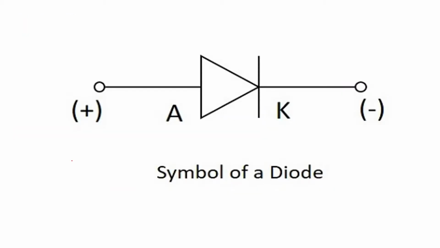Here you can see I've shown the symbol. You can see a big arrow here, and then here is a bar. The terminal which is connected to the arrow is called the anode, and the terminal which is connected to the bar is called the cathode. The direction of the arrow gives you the conventional current flow. The anode is always connected to the positive terminal, and the cathode is always connected to the negative terminal. So this is how the symbol of a diode looks. This is what is important for you to know at this stage.